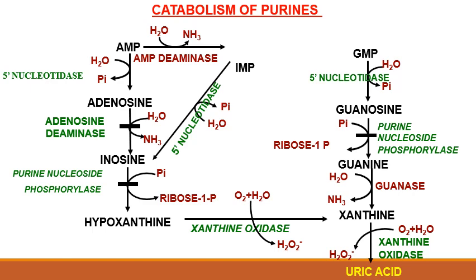So please note the important enzymes in this pathway. Xanthine oxidase is the site where inhibition can occur, and the drug allopurinol acts at this site. And also we have adenosine deaminase, the deficiency of which causes a very important disorder known as ADA deficiency, which we will be discussing at a later stage.